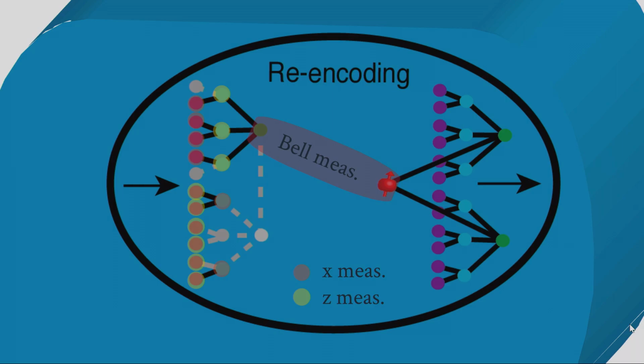If it's not there, you need the next branch to be measured in the X basis, and then the next one in the Z, and so on. If it's there, it's reversed. But that's the only feedback you need. All right, so that's how you encode it.